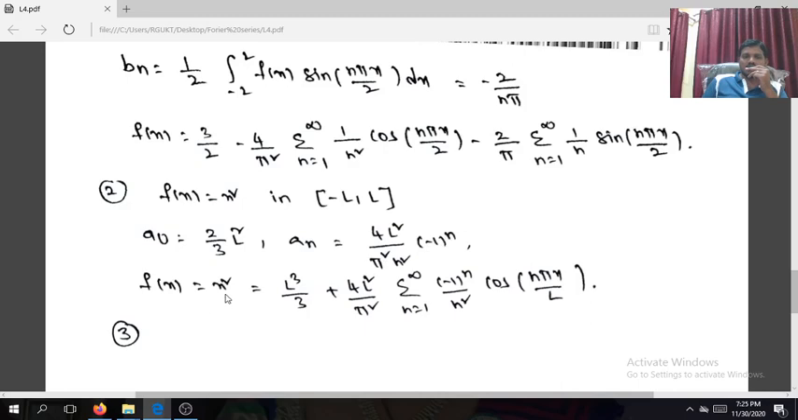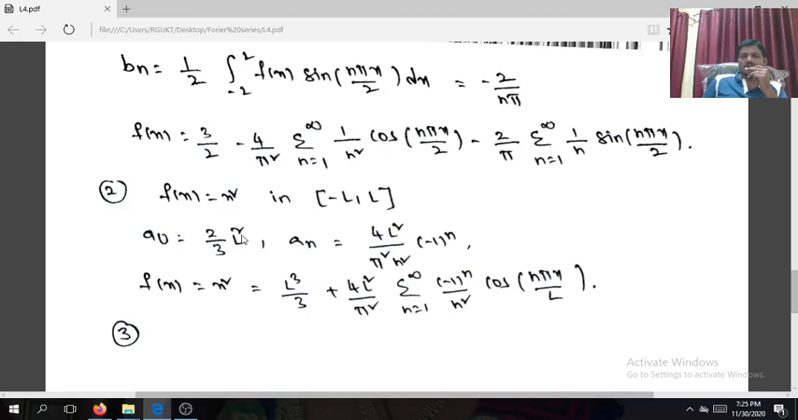What is the reason only a0 and an appear here? It is an even function in minus L comma L, so you just need to find a0 and an. L is not fixed, it is arbitrary. That means if f of x is equal to x square in minus 3 comma 3, you can take this as the formula.